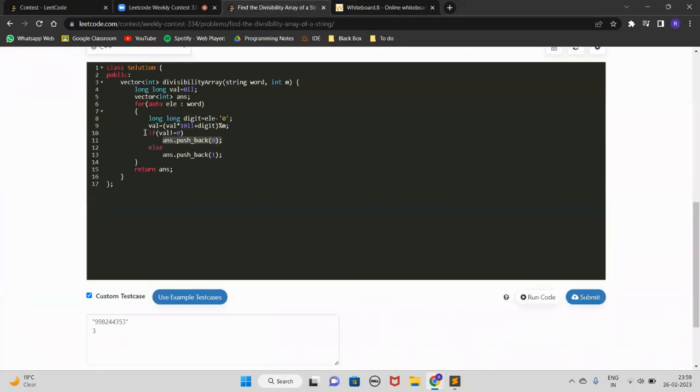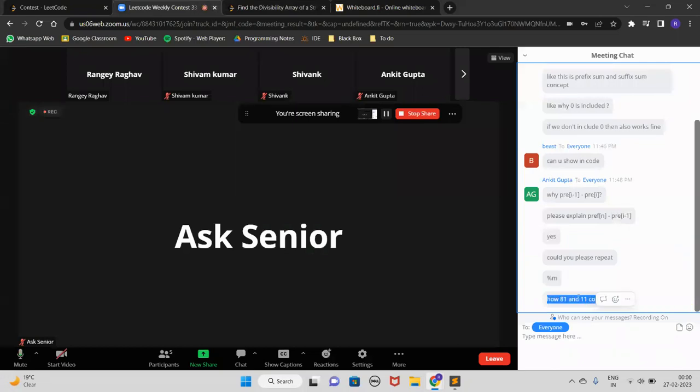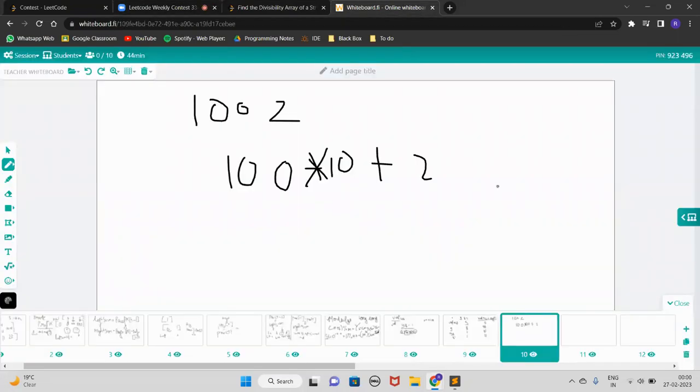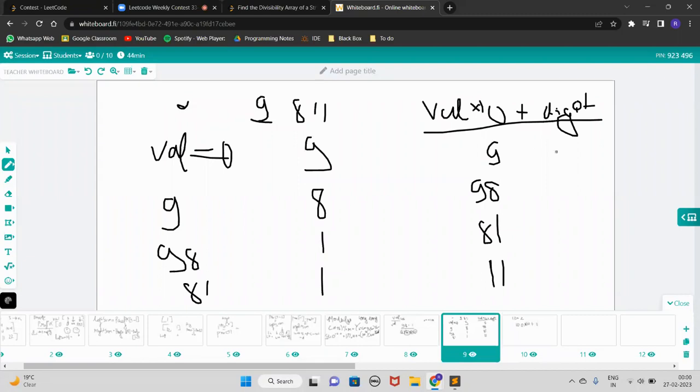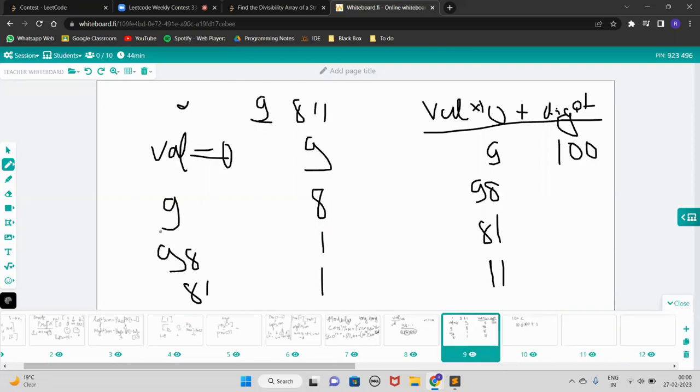Now, if val is not equal to 0, meaning that the value mod m is not equal to 0, then please push back 0. Otherwise, answer dot push back 1. And this is how we are doing it. How 81 and 11 come? So mod m is basic. For this example, I was taking 100 because 100 would allow us to understand better. So are we clear till here? Like 81, we have to talk about 81.